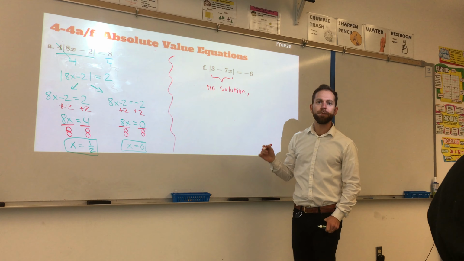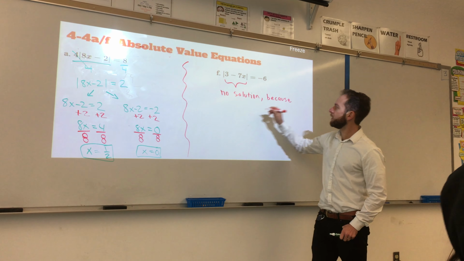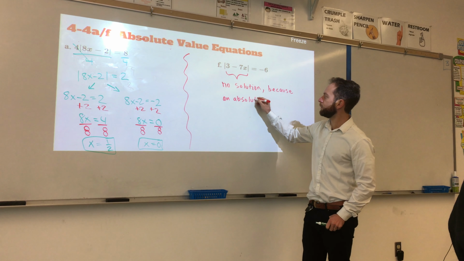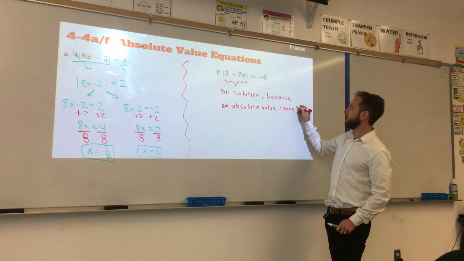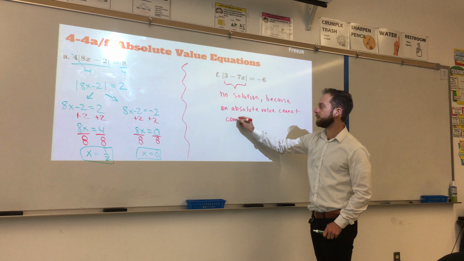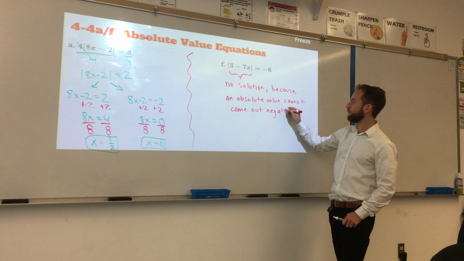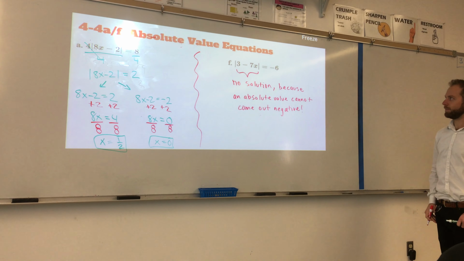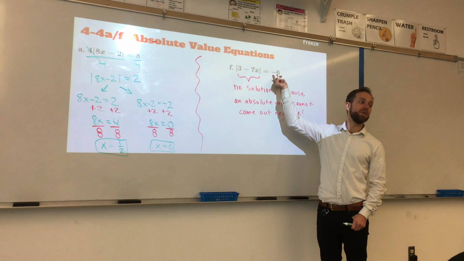But let's say why. No solution because an absolute value cannot come out negative. Wait, so if it has like a negative right there, it's no solution? Yeah, if it's coming out as something that's negative, it's no solution.